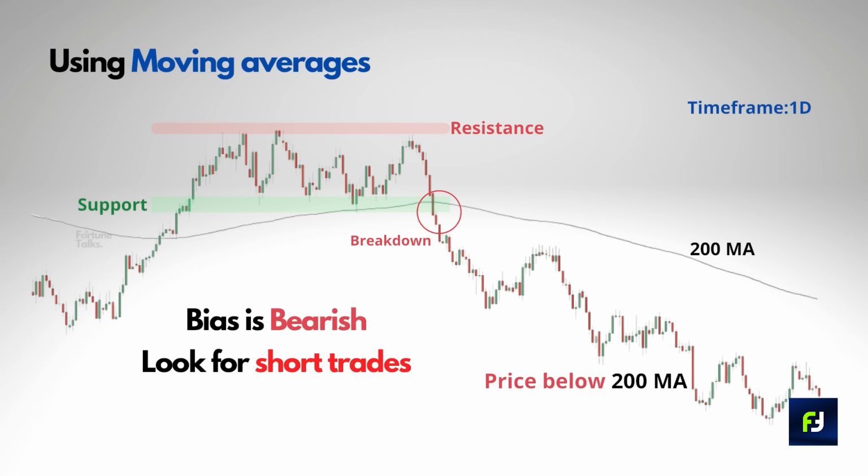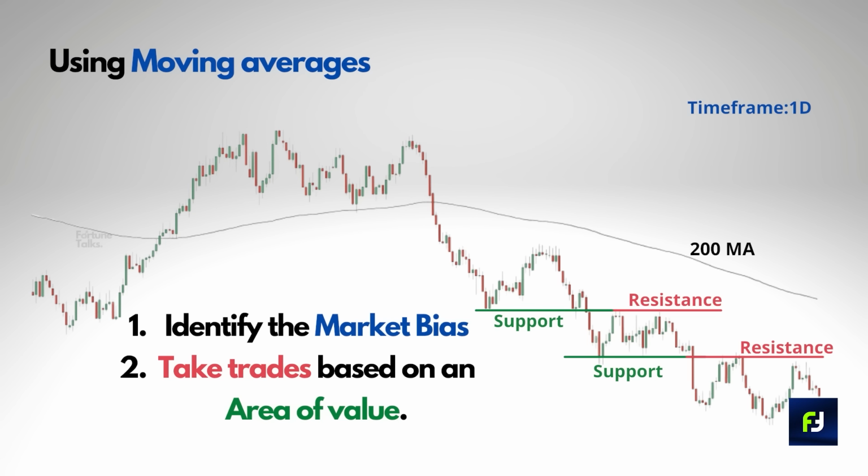Now, we can have a short bias since the price is trading below the 200 moving average, and now we can look for opportunities to go short on the market. This is how you can actually use the 200 moving average to give you a bias to know whether you should go long or stay short. And after you have identified your bias, then just reference a market structure like a support or a resistance or even the moving average itself to identify the area of value that you want to trade from.